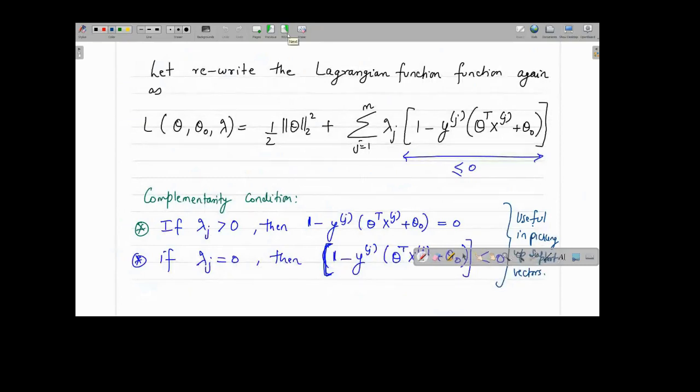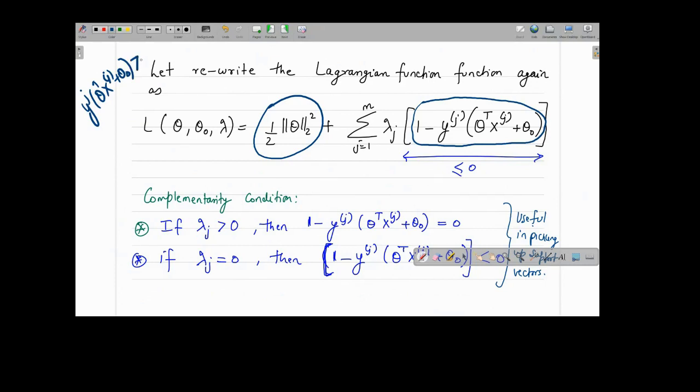Okay, so now if you see here, I am rewriting that Lagrangian function again. This is the objective function, sorry, the constraint that you have. Earlier, if you recall, we have yj (theta transpose xj plus theta 0) greater than or equal to 1. So what I am doing is taking 1 minus that side, so it will be less than 0. We are trying to write in this fashion.